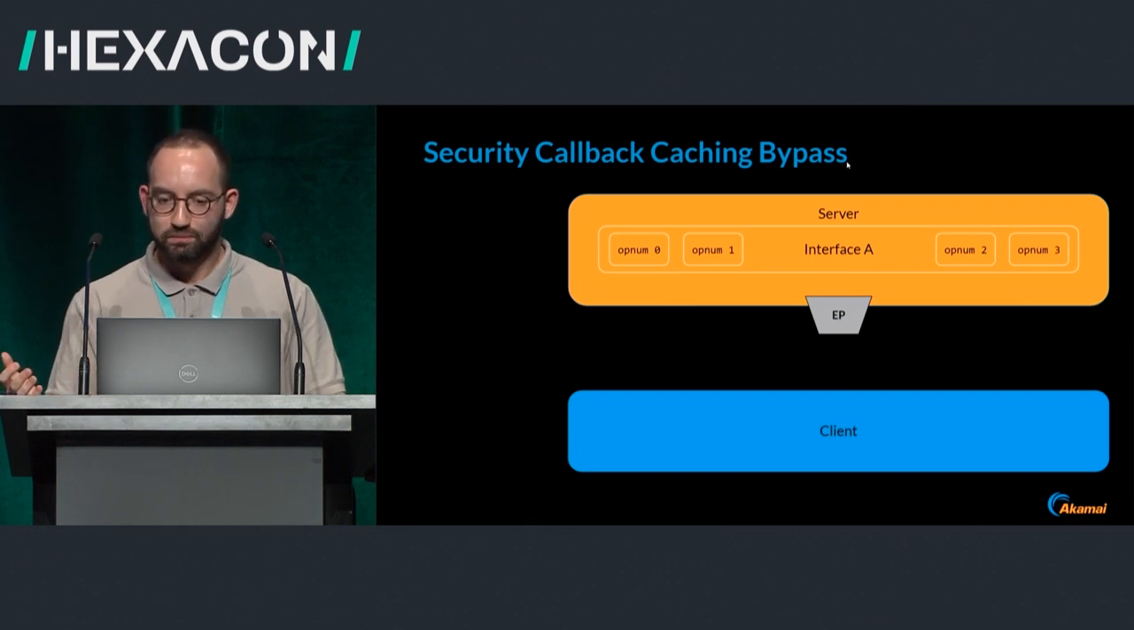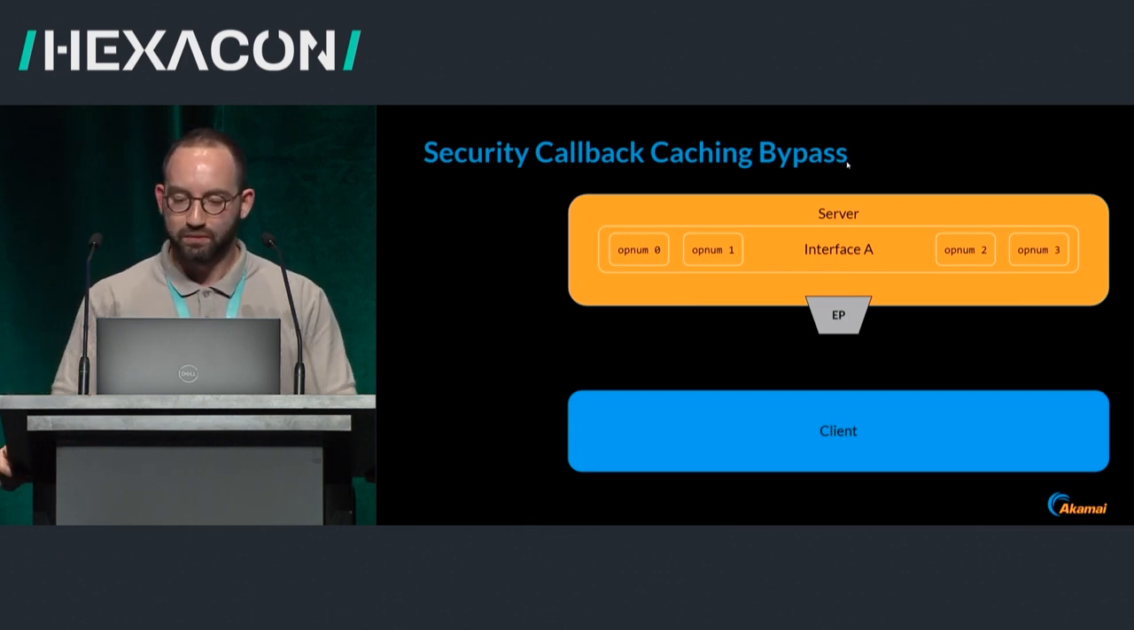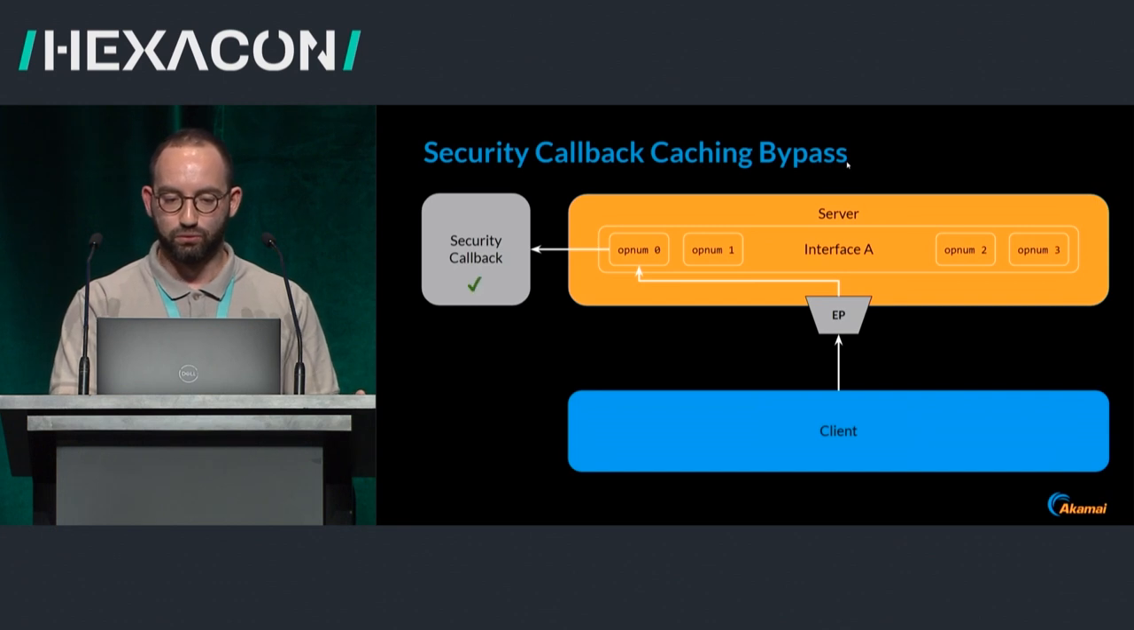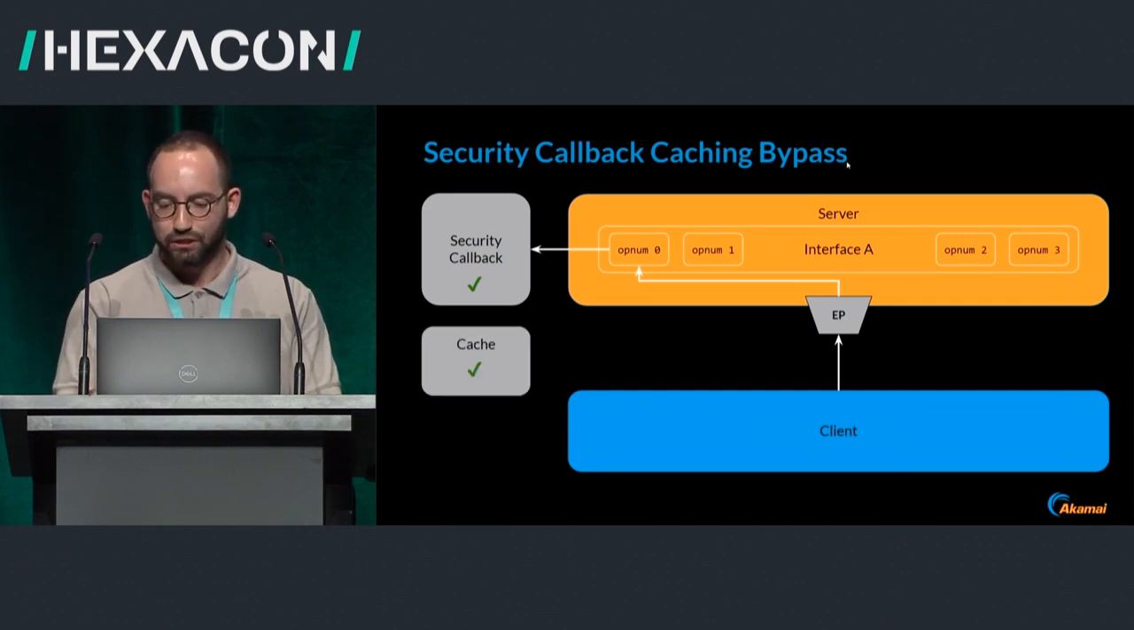But what can go wrong with this? Let's take a look at another scenario. In this case, again, we have the same client and server, and let's say that the client is allowed to run the first function, but it's not allowed to run the second function. But since we have caching, if the client connects to OPNUM 0 and has it allowed, the result will be cached, and subsequent calls to OPNUM 1 will not go through the security callback, but from the cache, basically having a bypass, which allows us to call something that was restricted.